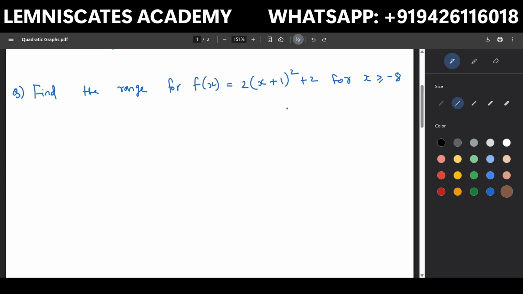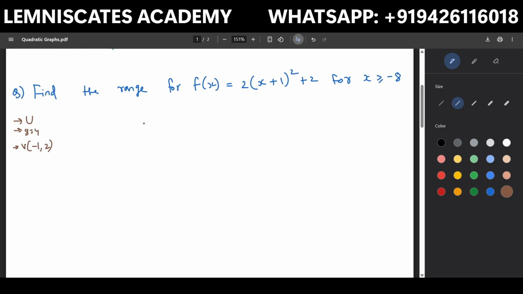What is the vertex point? It is at minus of this value, comma this value. So minus 1 comma 2 becomes your vertex point. So given that you are aware about this, let me write all of these things over here. It's a U-shaped parabola. The y-intercept is 4 and the vertex point is minus 1 comma 2.